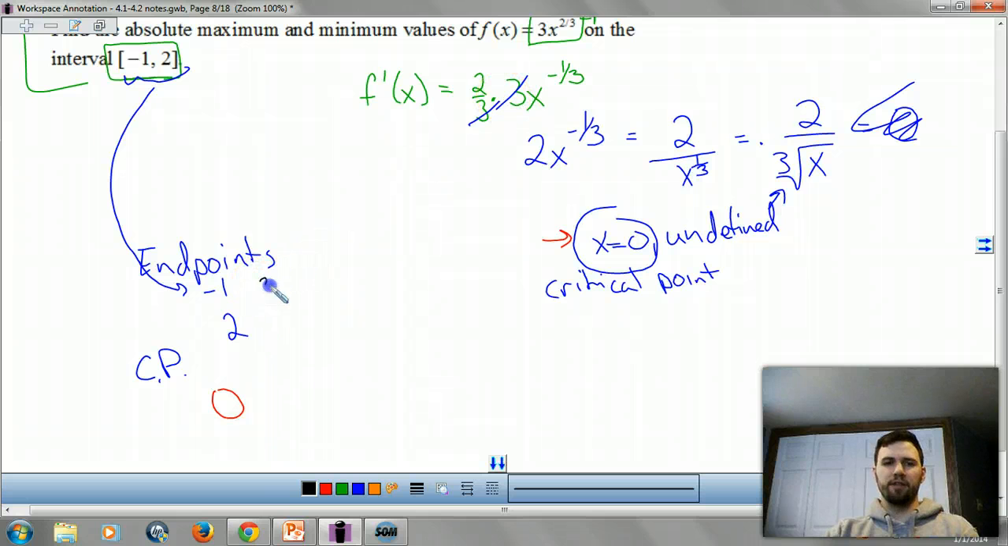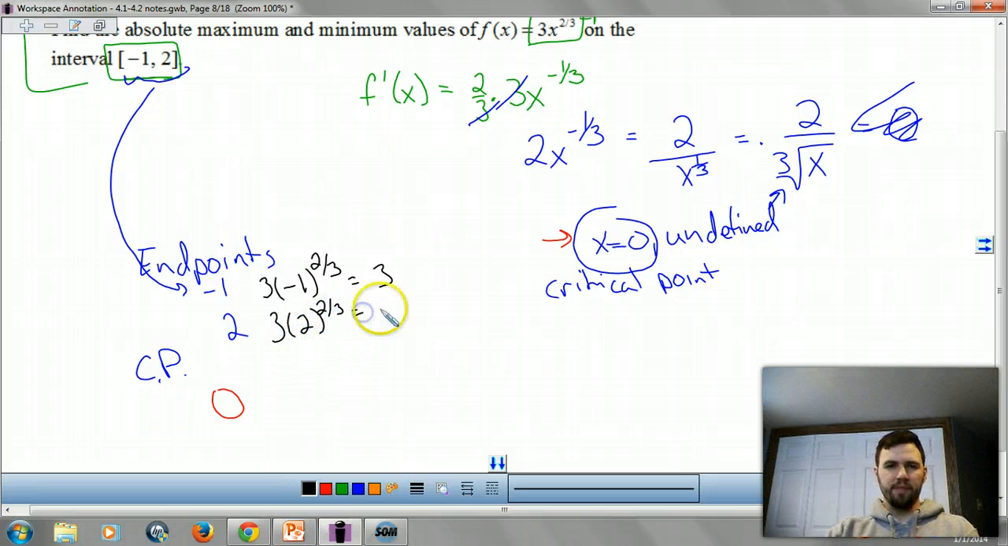So I get 3 times -1 to the 2/3. Which -1 squared is 1. Cube root of 1 is 1. So I get 3. Okay? So then I plug in 2 to my original function. And I get about 4.76. I use my calculator. Then I plug in 0 to my original function.